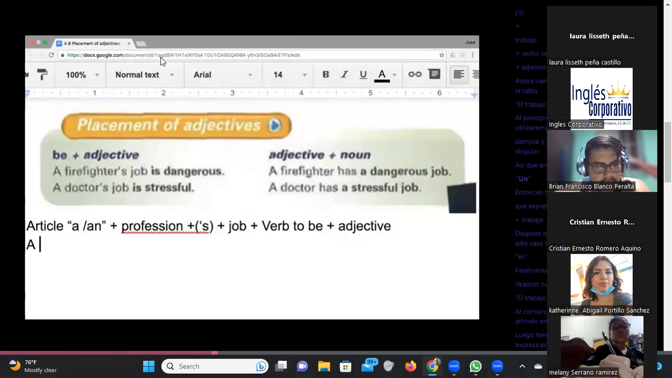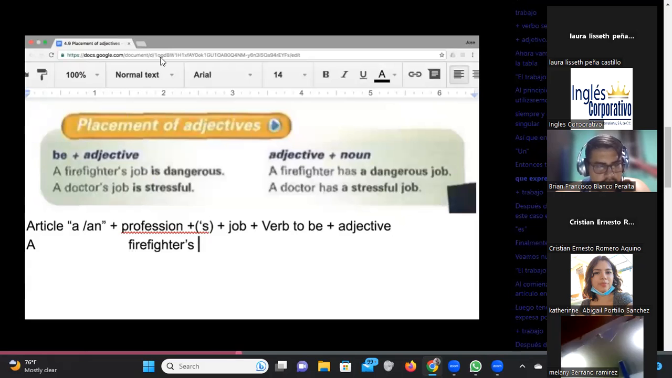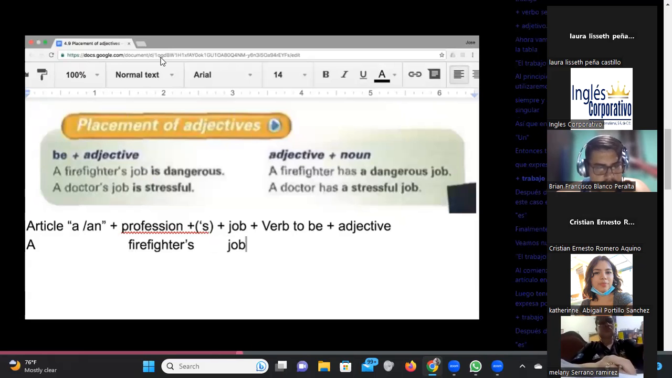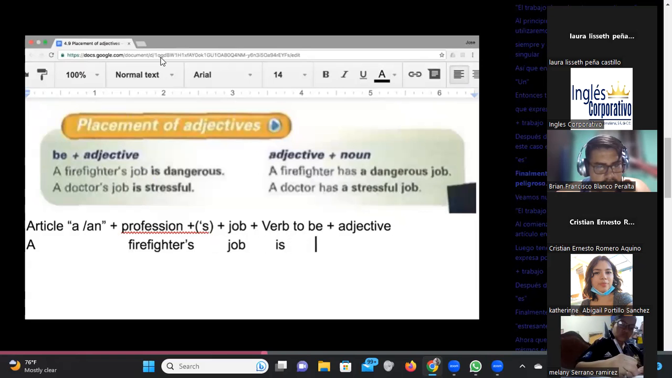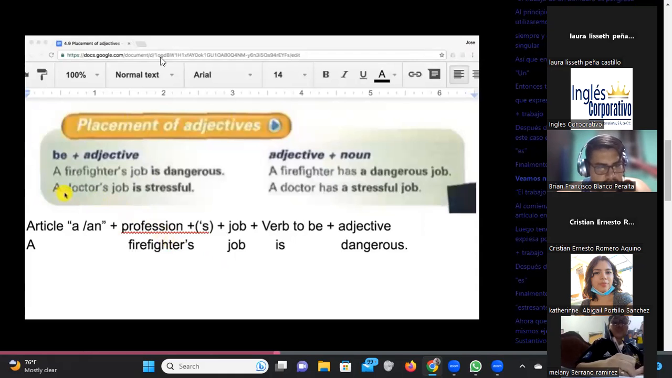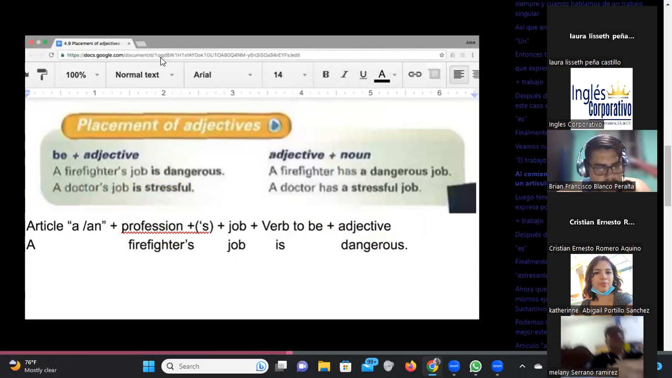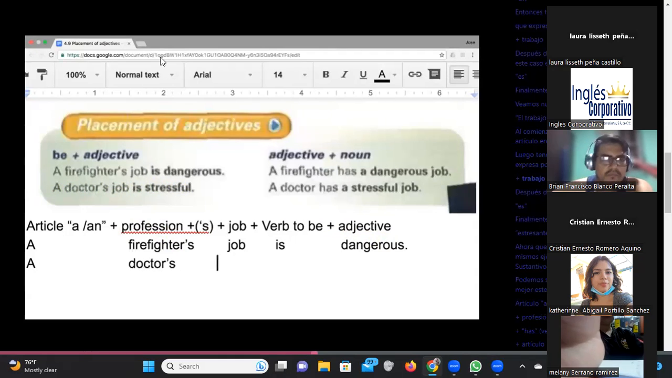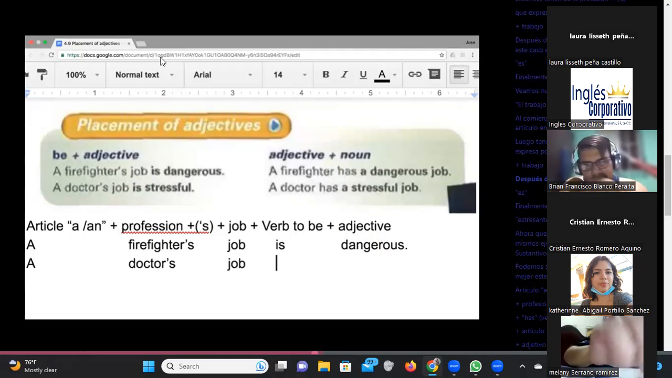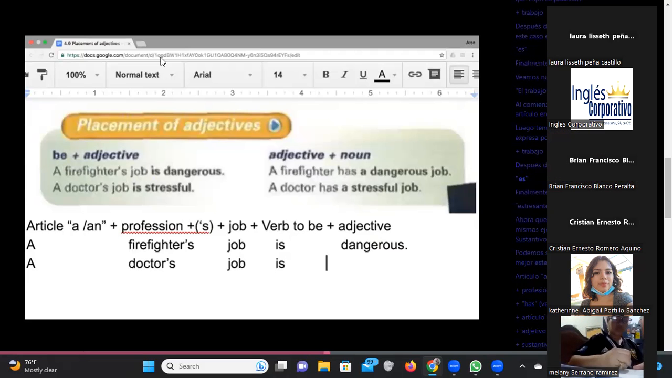At the beginning of our sentence, we typically use an article whenever we're talking about a singular job. So in this case, a. Then we have profession plus apostrophe s, which expresses possessive, plus job. After that, we add the verb to be, in this case is. Finally, we put the adjective. Let's look at our next example. A doctor's job is stressful. Again we have the article a, then the profession plus apostrophe s, plus job, then the verb to be, is, and finally the adjective, stressful.